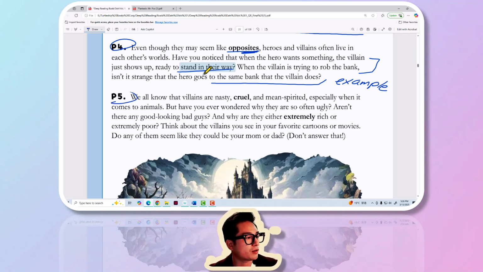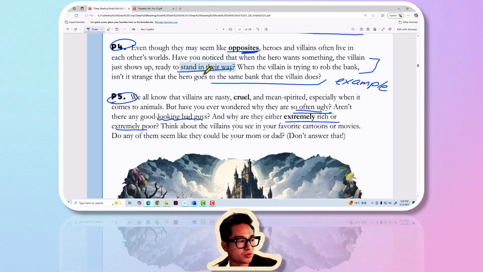Let's go now to paragraph 5. We all know that villains are nasty, cruel, and mean-spirited, especially when it comes to animals. But have you ever wondered why they're often so ugly? Aren't there any good-looking bad guys? And why are they either extremely rich or extremely poor? Think about the villains you see in your favorite cartoons or movies. Do any of them seem like they could be your mom or dad?